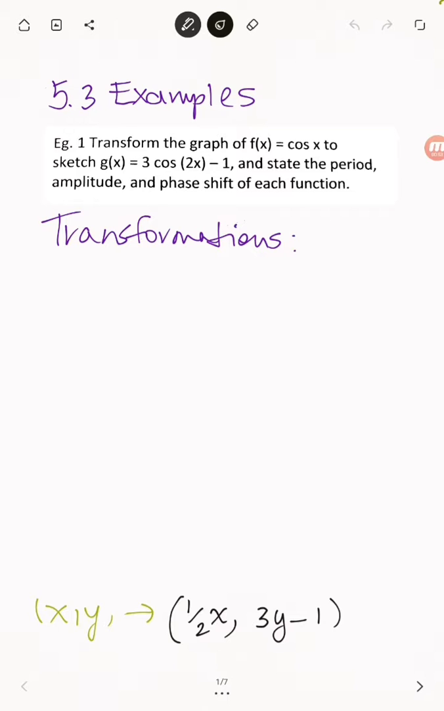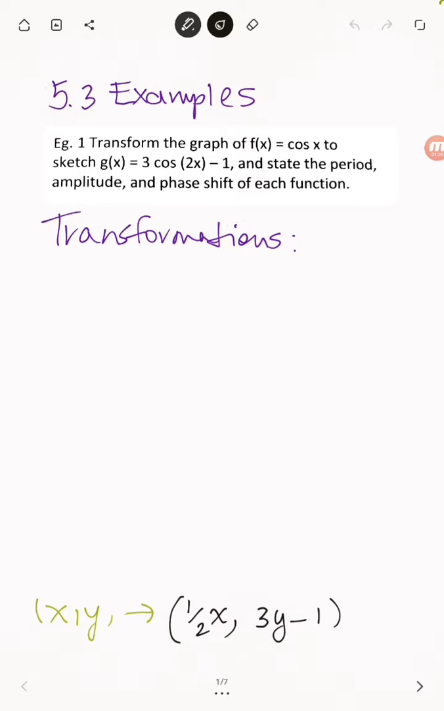So we're on 5.3 now. Hopefully you did your summary chart and you've reminded yourself of all the meanings of the parameters and applicable formulas for transformations. So we're going to do this example here. Transform the graph of f(x) = cos x to sketch g(x) = 3 cos 2x - 1 and state the period, amplitude, and phase shift of each function. Okay, so I'm just going to state the period, amplitude, and phase shift for the transformed one because you should know them already for our basic cos x.